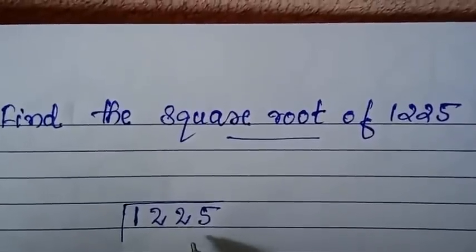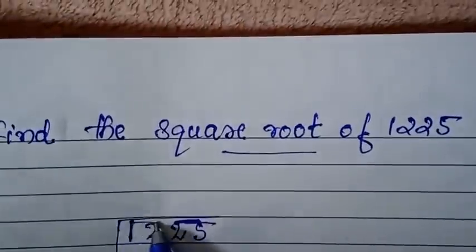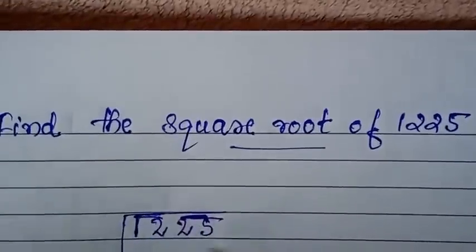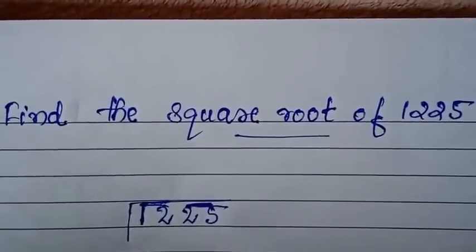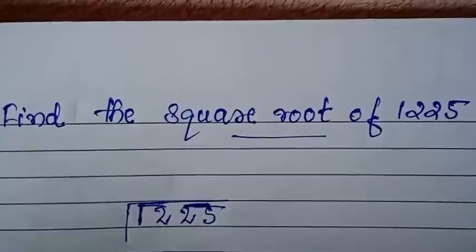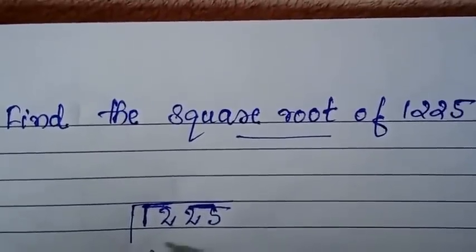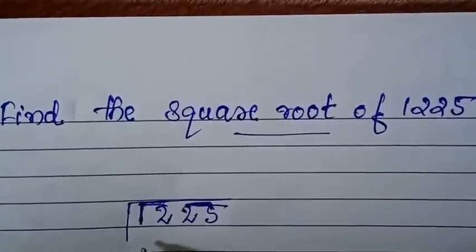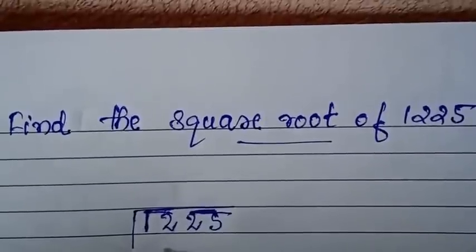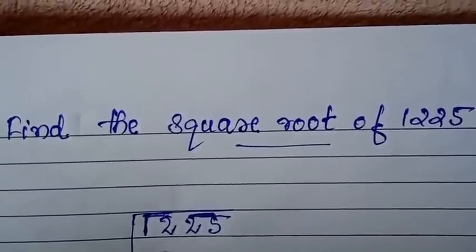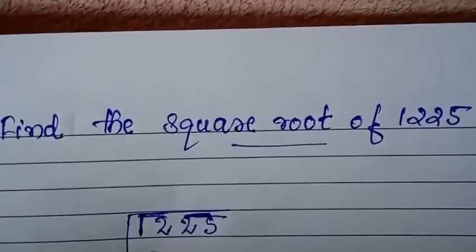So here is one pair and here is another pair. We got two pairs. Then the next step is to take the first one and find the largest number whose square is less than or equal to the number under the left bar. 1 square is 1, 2 square is 4, 3 square is 9, 4 square is 16. So 4 square is not possible. We write 3 square.